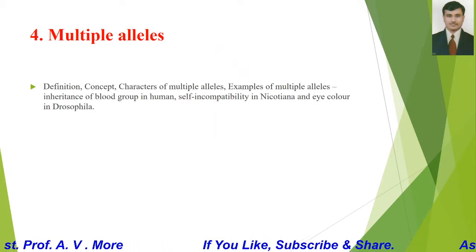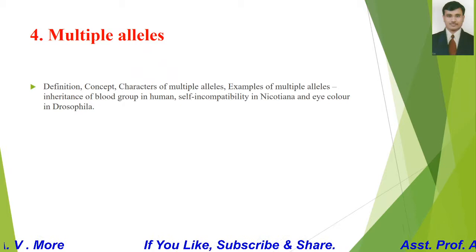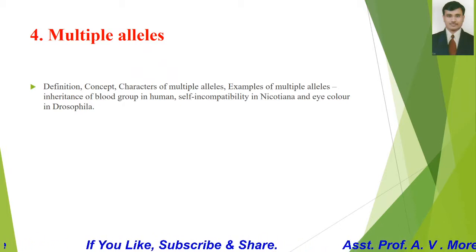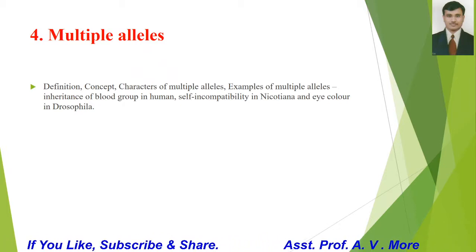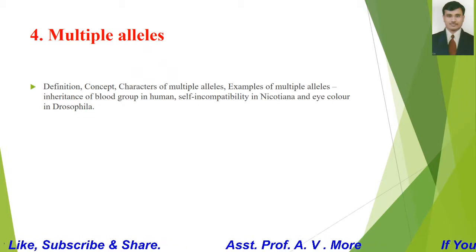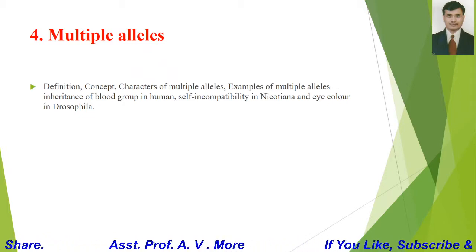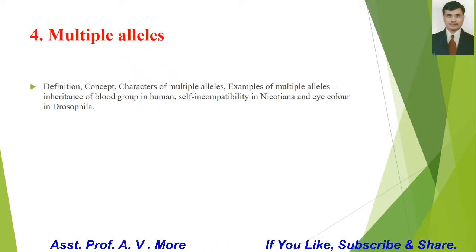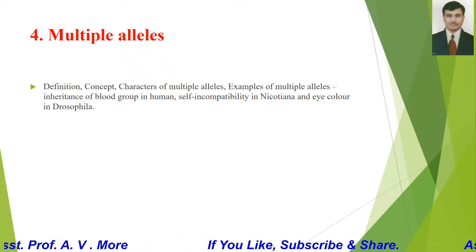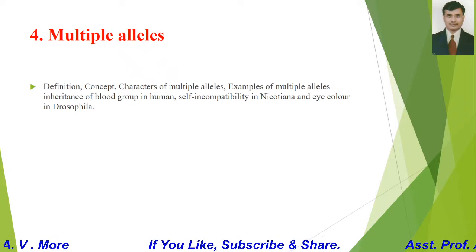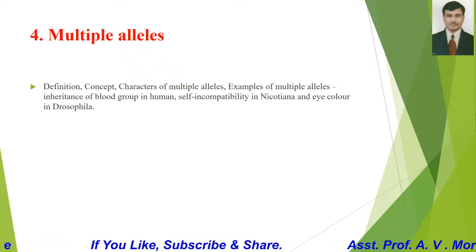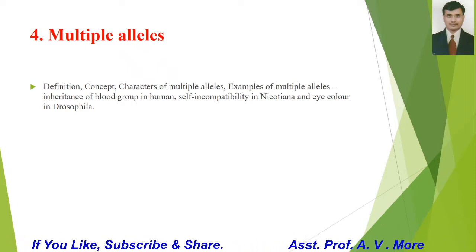Next unit, that is unit number 4, multiple alleles. In that unit we have to study the definition of alleles, the concept and characters of multiple alleles, and examples of multiple alleles. That is the inheritance of blood group in humans, compatibility in Nicotiana, and eye color of Drosophila.